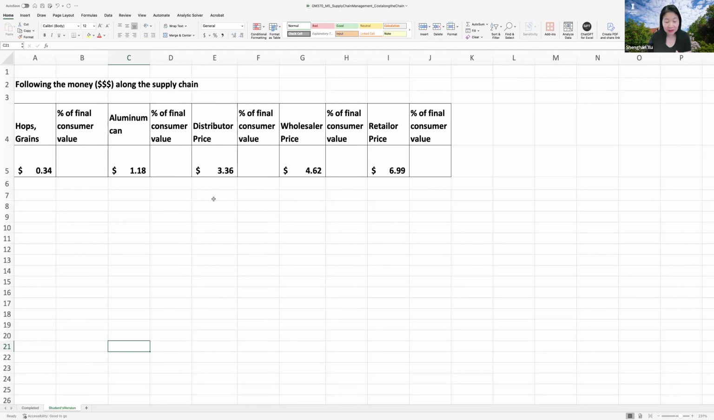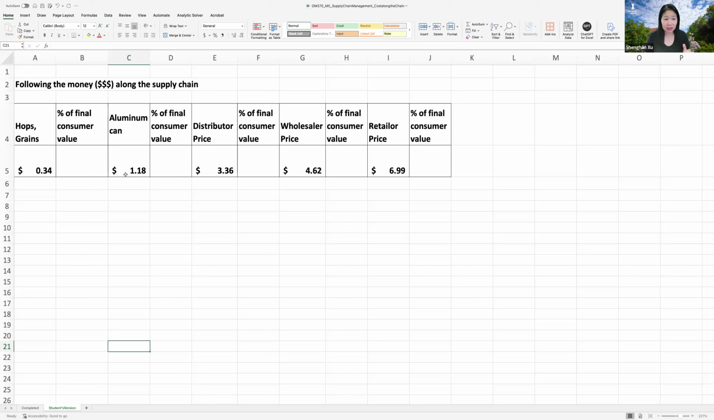Okay. And then we look at this: to have a can of beer, we need water, right? Water and grain and hops for brewing the beer. And then we also need an aluminum can to bottle those individual beers, right? So let's assume that hops and grain cost about 34 cents for that pack of beer, and then the aluminum can costs $1.18.